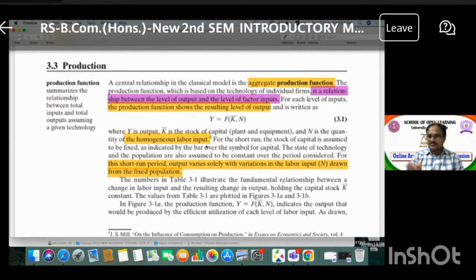Homogeneous means that in terms of quality and work, everything is the same; all the labor is equal. So K is constant, whatever it is: the plant, equipment, the capital. Only the labor input changes, and then the output changes. You can call it the classical production function. So the classical theory is a short-run theory. Why short run? In the initial stage we use only one factor, labor. In the long run, maybe you can use other factors.